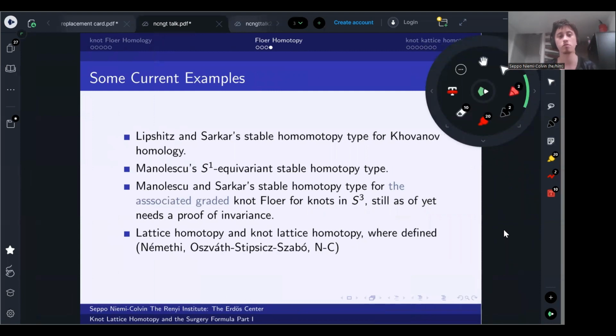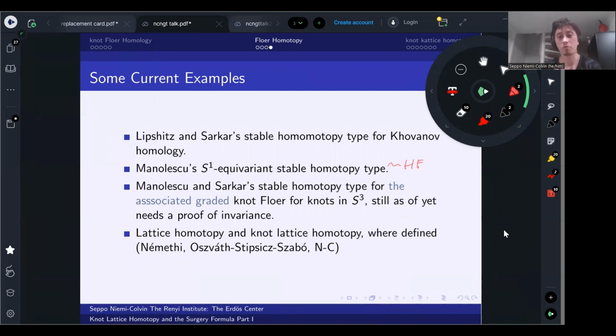So some current examples. There's stable homotopy for monopole Floer homology. We're not dealing with monopole homology in this talk as much, but I include it because I think it is one of the more successful in having those obstructions and computability. There's also been Manolescu's S1 equivariant stable homotopy type, which corresponds through a long chain of quasi-isomorphisms to Heegaard Floer. There's also Manolescu and Sarkar's stable homotopy type that computes knot Floer, not specifically in S3, though we have a construction but not a proof of invariance yet to get that broader theory for obstructions up and running.